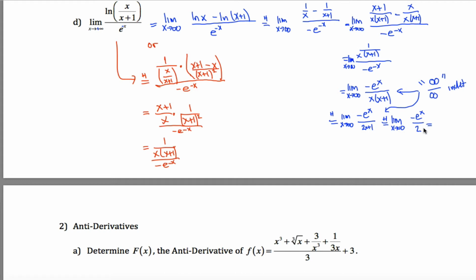All right, the limit as x approaches infinity of this thing right here is negative infinity. And the reason that's true is e to the infinity, e to the big is big, and negative of that is negative big. Divided by 2 is still negative big. My answer to this entire mess ends up being negative infinity.